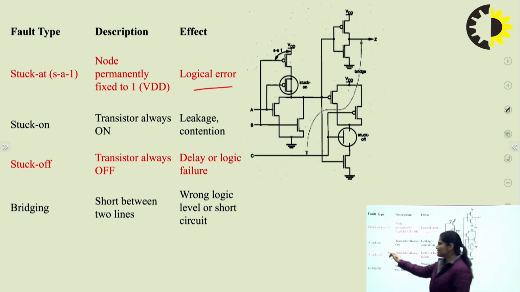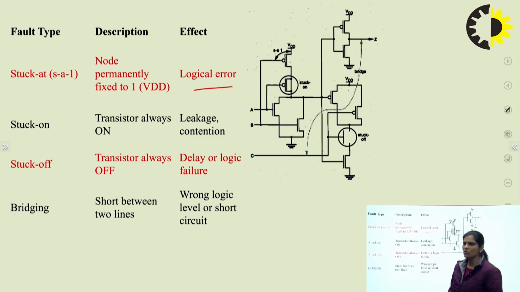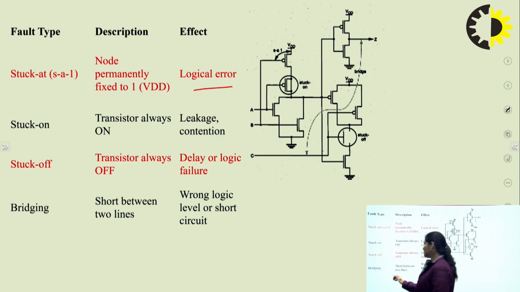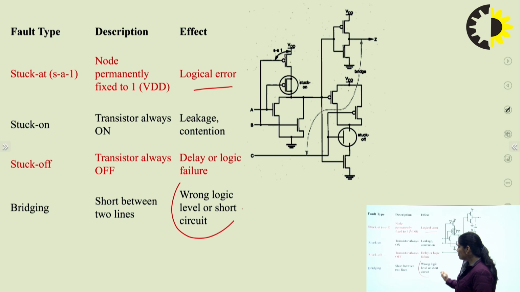Now, second is stuck on. The transistor is always on, which means leakage contention is there. Now, stuck off means the transistor is always off, which means delay or logic failure is there. Now, the fourth one is bridging. Bridging is a short between two lines, which is known as wrong logic level or short circuit. So, these are the types of faults in the device.